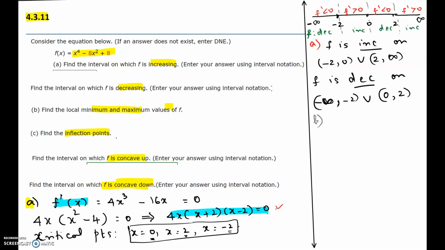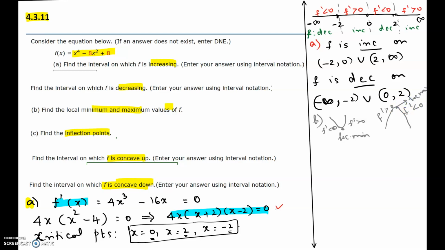In the second part, find the local minimum and maximum values of f. Local minimum occurs whenever the graph is decreasing and then increasing. So f prime should change from negative to positive. That's where the local min will occur. In the same way, local maximum will occur when f prime changes from positive to negative. That's where the local max occurs.